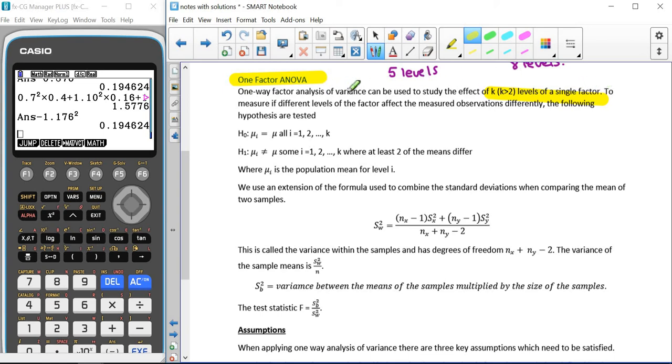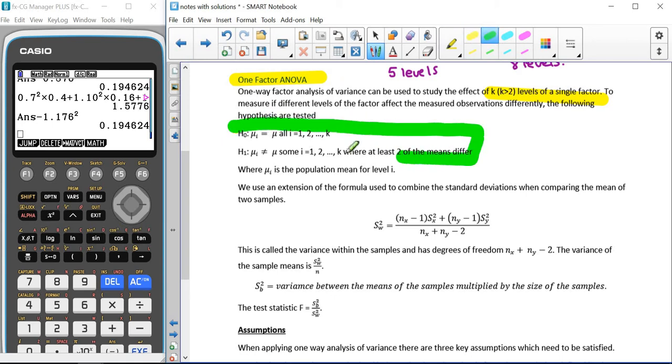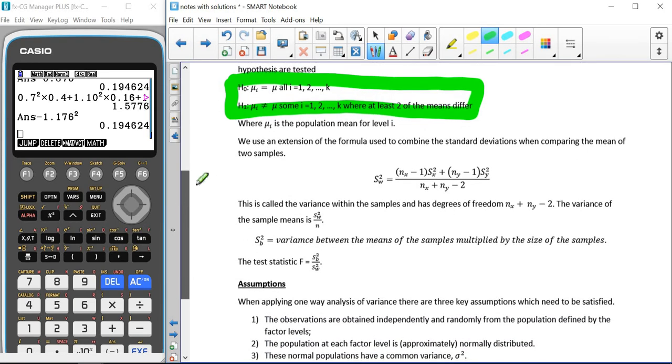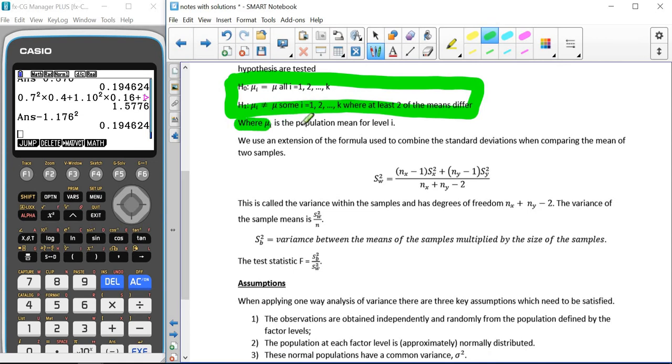To measure the effect of the different levels of the factor on the observations, we use these as our hypotheses. It's very important that we state that we're also looking at where at least two means differ, because we need at least two of the means to be different to each other for us to say that there is a difference going on, where mu(i) is the population mean of level i, so defining what those are.